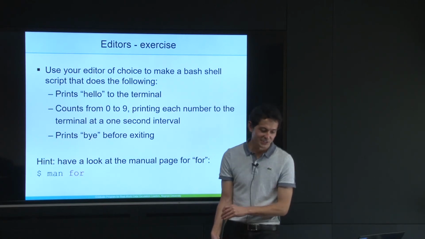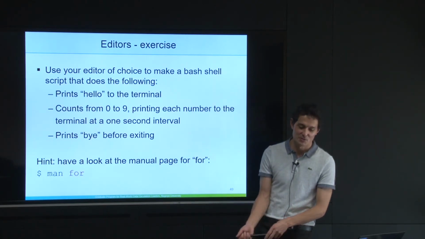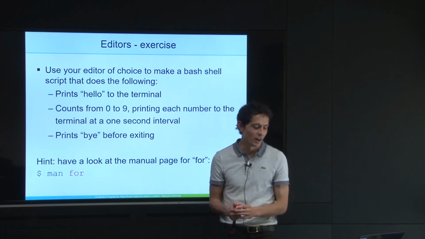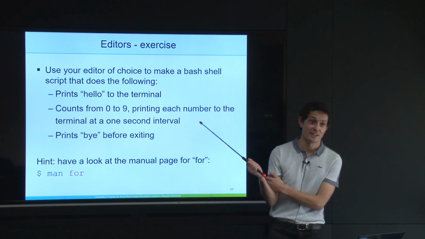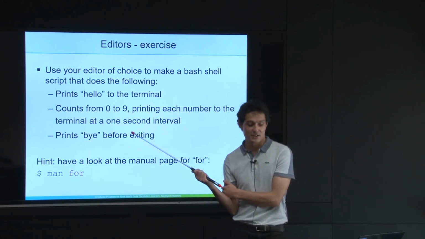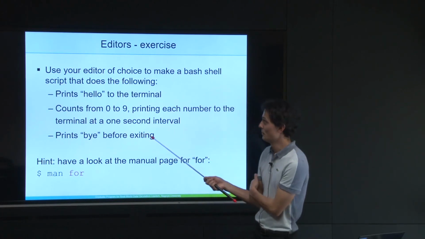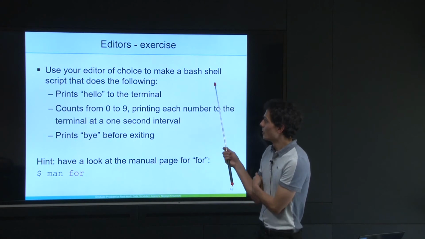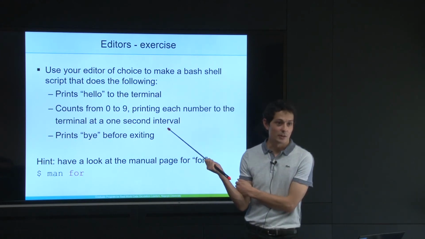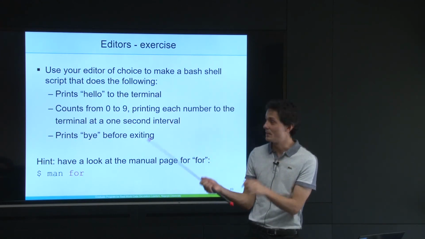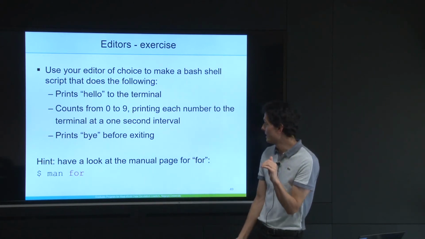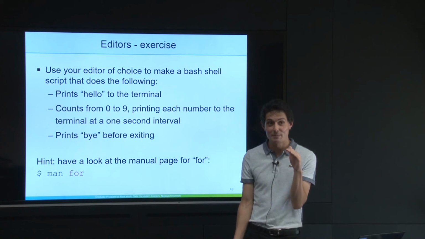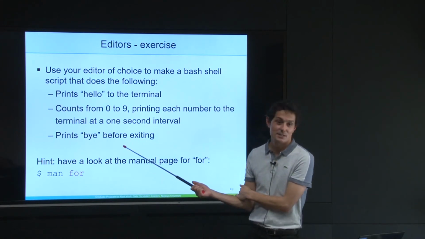Now this is something which I don't know if we'll have time to do today, but it's something you can try. Use your editor of choice. You're probably going to want to use gedit. It's the easiest to use, but if you want to use Nano, that's cool. If you're really keen, you can use Vim. You can try and make a bash script like the one that you had before, the .sh file with the sleep, but instead make it print hello, then count from 0 to 9 at 1 second intervals. So you can use the sleep command for that, and then print bye.